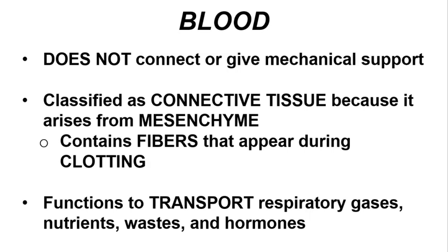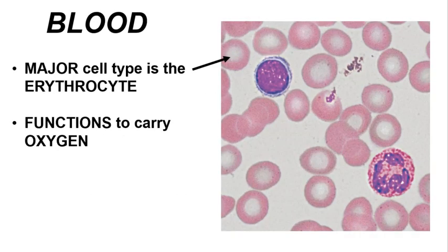It is classified as a connective tissue because it arises from the embryonic connective tissue called mesenchyme, just like the other connective tissues. And similar to the other connective tissues, there are protein fibers that exist in blood, except in blood, these fibers only appear during blood clotting. The major cell type that we find within blood are the erythrocytes. These are the red blood cells, and their primary function is to carry oxygen.